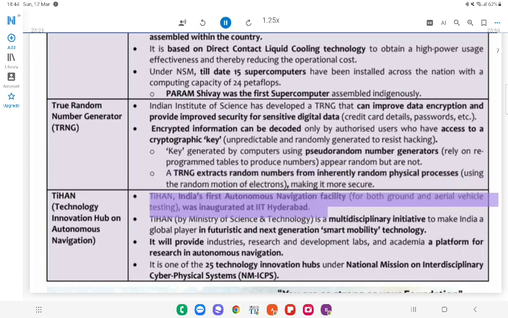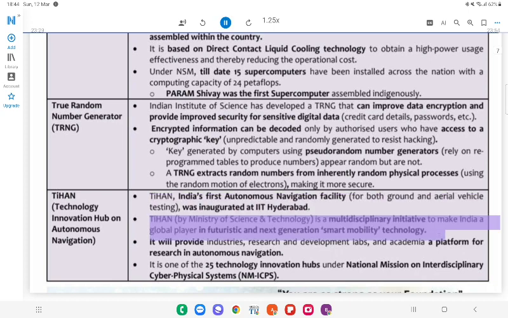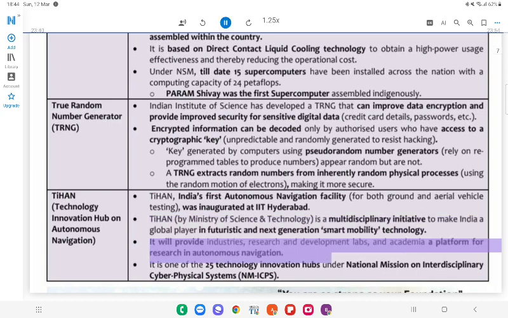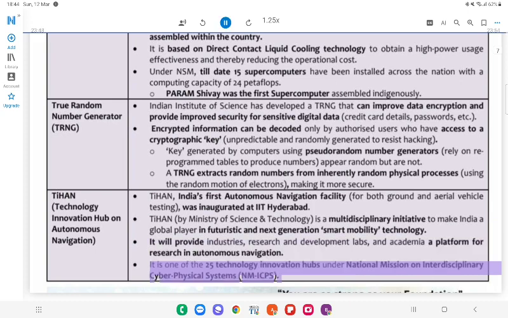Tihan, India's first autonomous navigation facility for both ground and aerial vehicle testing, was inaugurated at IIT Hyderabad. Tihan, by the Ministry of Science and Technology, is a multidisciplinary initiative to make India a global player in futuristic and next-generation smart mobility technology. It will provide industries, research and development labs, and academia a platform for research in autonomous navigation. It is one of the 25 technology innovation hubs under the National Mission on Interdisciplinary Cyber-Physical Systems.